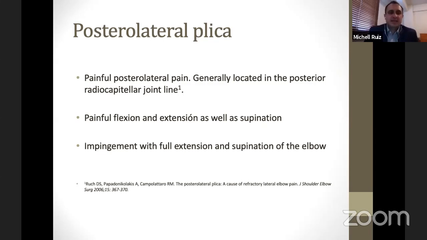It is said that it is very painful with flexion, but in my experience, I prefer to do this impingement sign with the elbow in full supination, with the forearm in full supination, and extending the elbow while I palpate the posterior radiocapitellar joint line. In this case, the plica is going to get impinged between the distal humerus and the radial head. And that is, for me, the most pathognomonic finding of a posterior lateral plica.